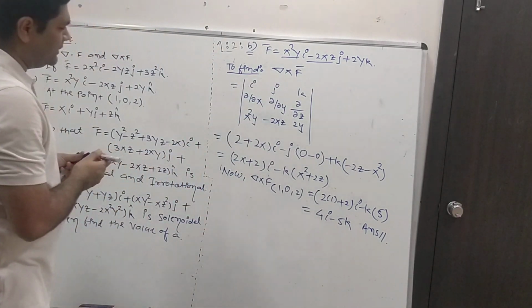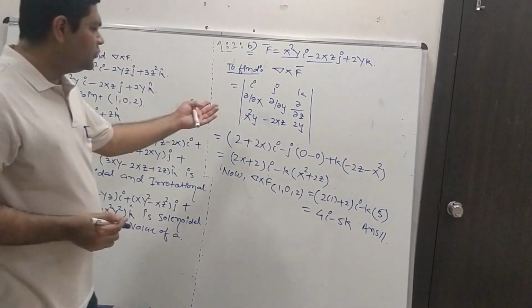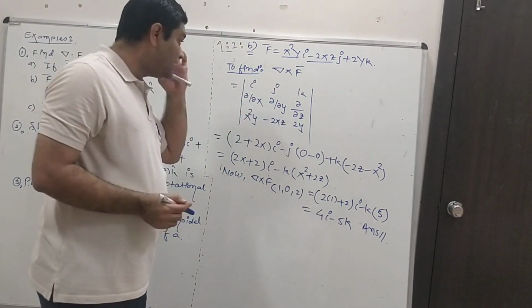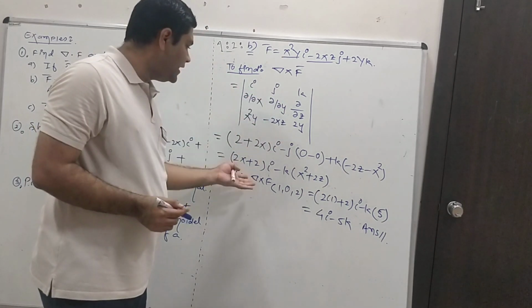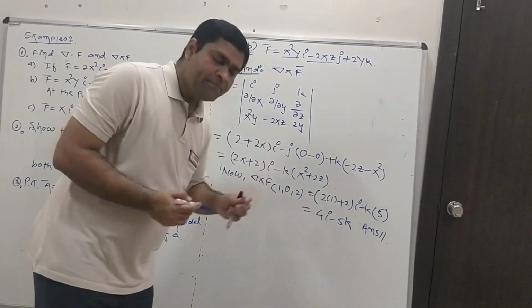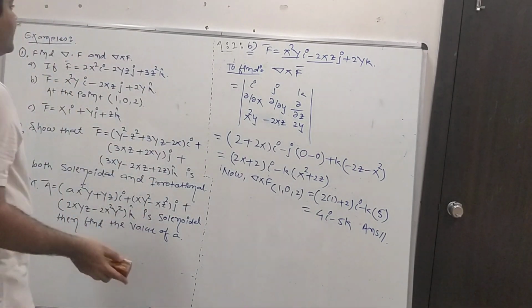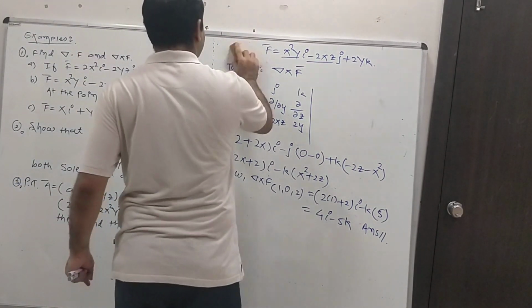I hope that this is very easy. Just you have to simplify the determinant, find the partial derivative with respect to x, y and z, and you will get the answer, students. Very fine. Now we'll move to the second example.